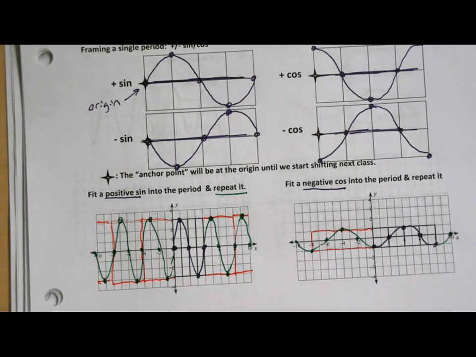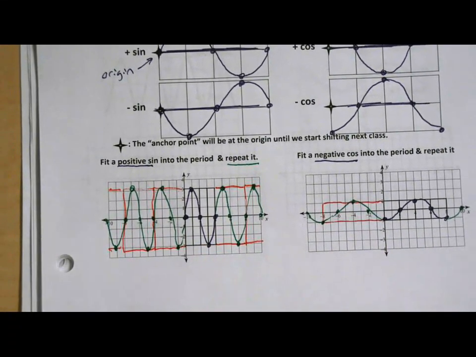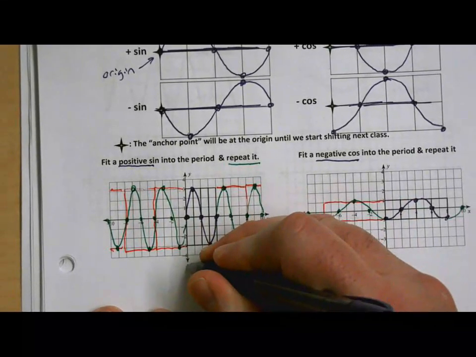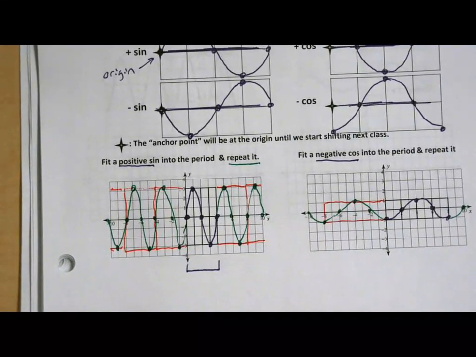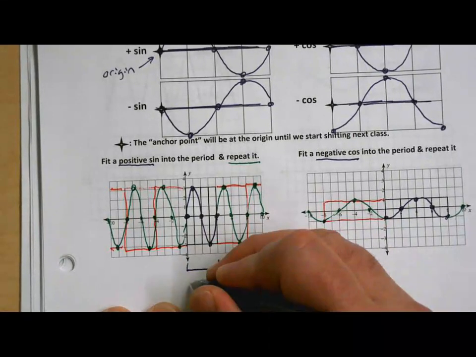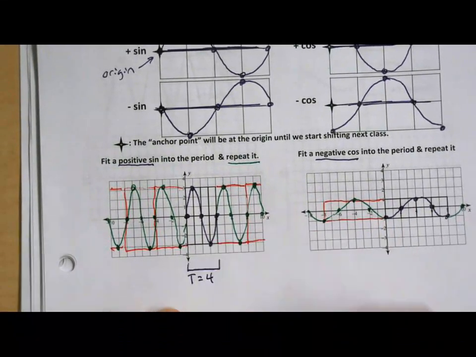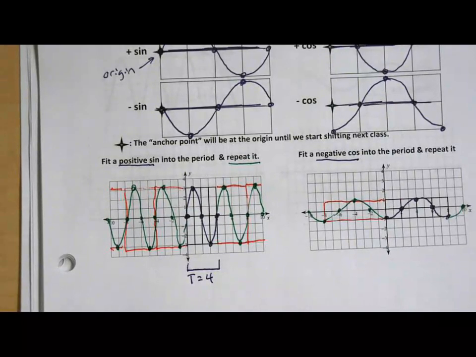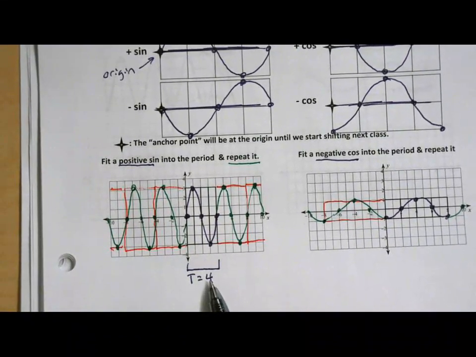Couple connections I want to make here before we go on to the next page. In this first graph here, this was the width of one of these patterns. That's going to be our period. So when I look at this graph, I can see that the period, T, appears to be 4. The period is 4 for this graph, and that means that every feature of this pattern gets repeated every 4 units.